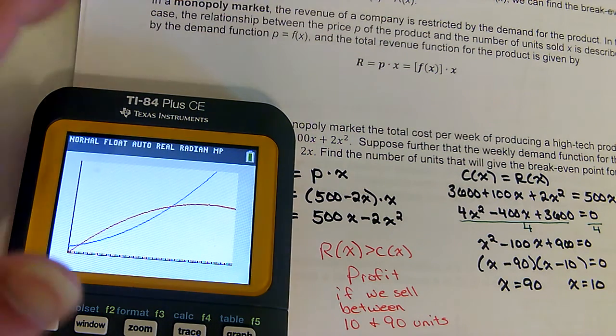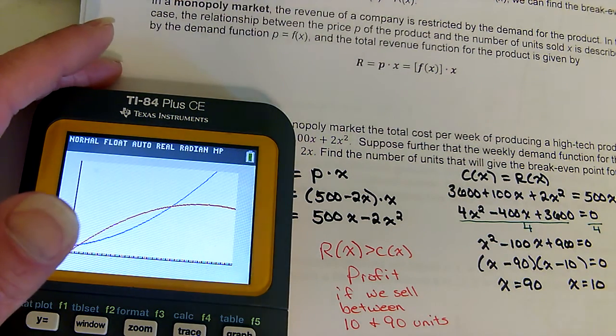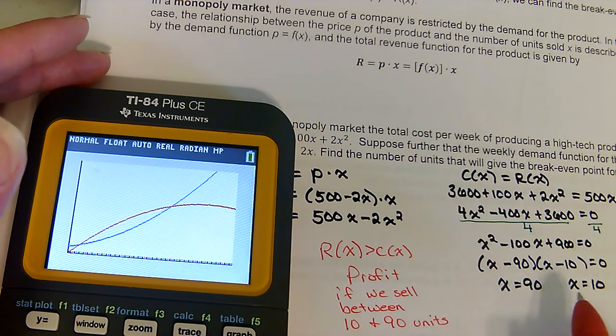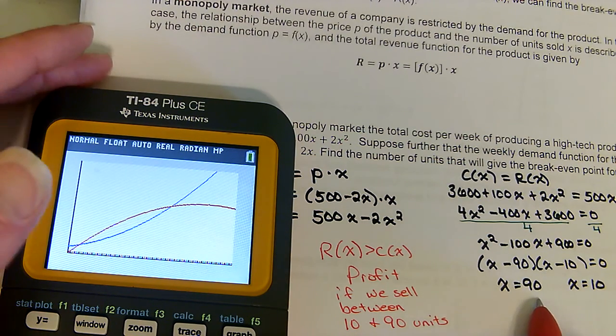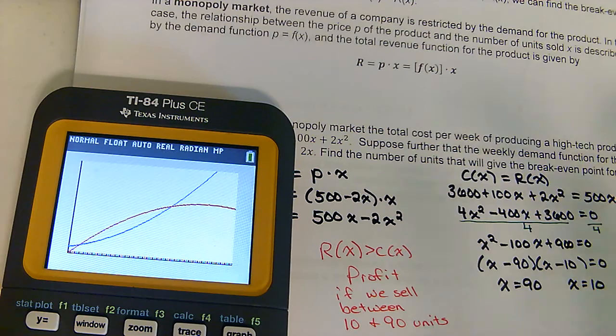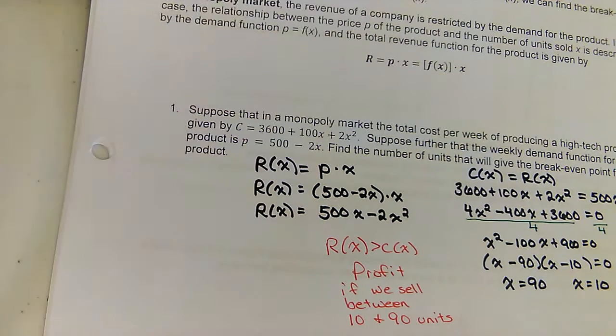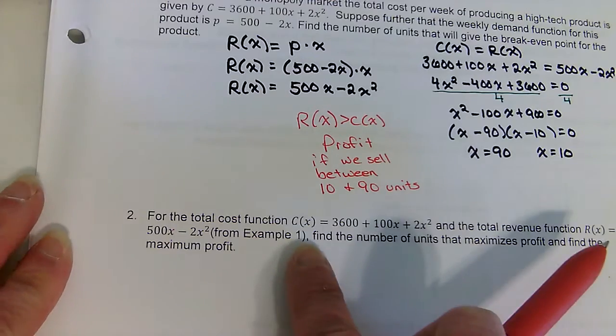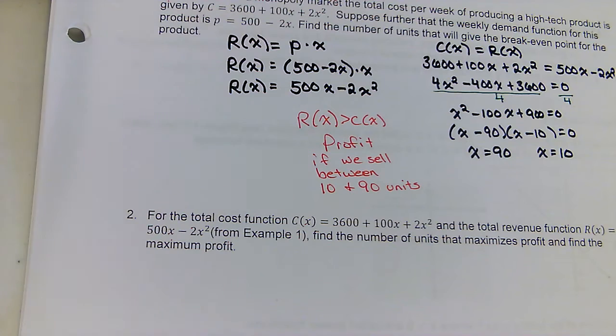But this question just asks us when is our break-even points, and it's at 10 and 90. So we have to make at least 10, but no more than 90. So we will make a profit if we sell between them. Okay. So again, let's talk about that same group. We have the total cost function and the revenue function.